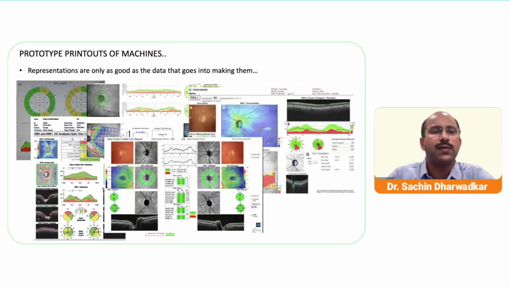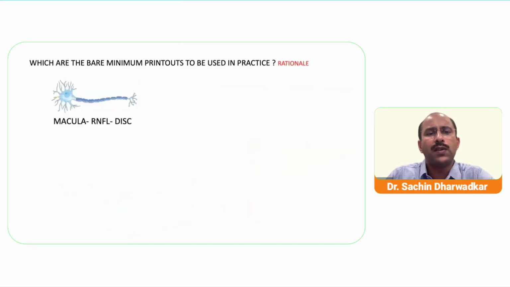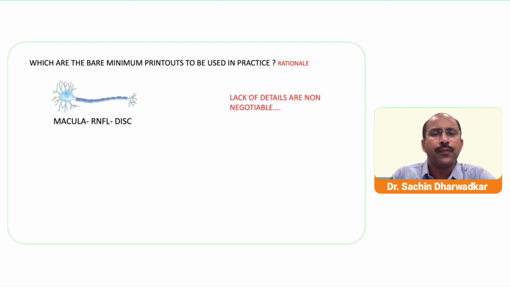So I'll just give you a few examples. The representations, remember, are always only as good as the data that goes into making them. So the due diligence while acquiring data is very important. But once the presentations come to us, you have to remember that we are looking at the entire neuron. That is the macula, the RNFL, and the disc. So the representations that do not give us all the three parameters are always deemed to be incomplete and will not give you the complete picture, leading to a misdiagnosis in neurological cases and glaucoma likewise. So lack of details is non-negotiable. We need all the details when you want to put the data into perspective.